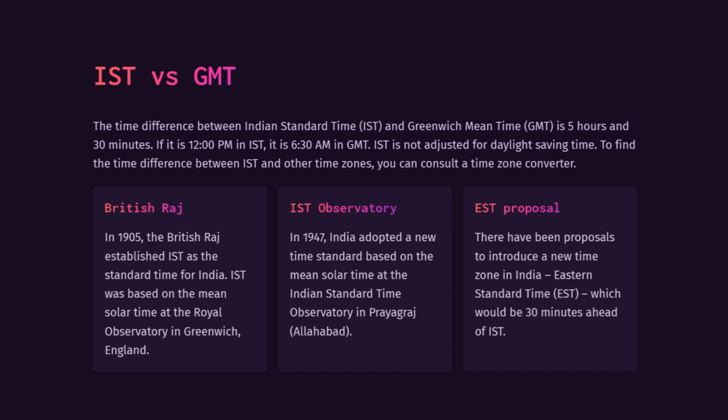British Raj. In 1905, the British Raj established IST as the standard time for India. IST was based on the mean solar time at the Royal Observatory in Greenwich, England. IST Observatory. In 1947, India adopted a new time standard based on the mean solar time at the Indian Standard Time Observatory in Prayagraj, Allahabad. A proposal. There have been proposals to introduce a new time zone in India, Eastern Standard Time, EST, which would be 30 minutes ahead of IST.